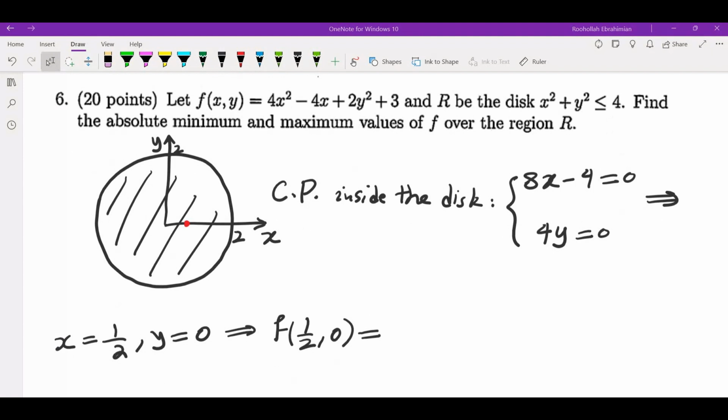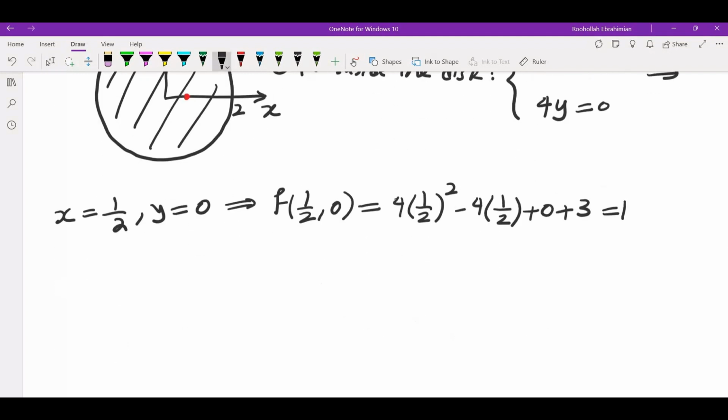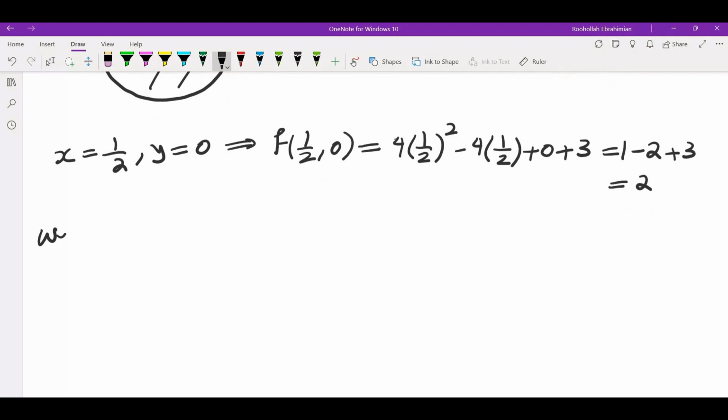When you plug it in, you get 4 times 1/2 squared minus 4 times 1/2, and then 0, and then 3. So this would be 1 minus 2 plus 3, and that is 2. So this is a potential maximum or minimum value. Now we will use the Lagrange multipliers theorem.